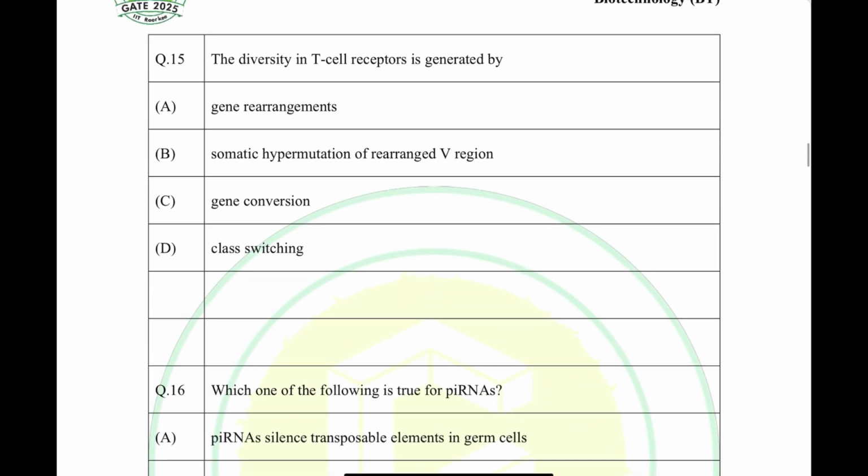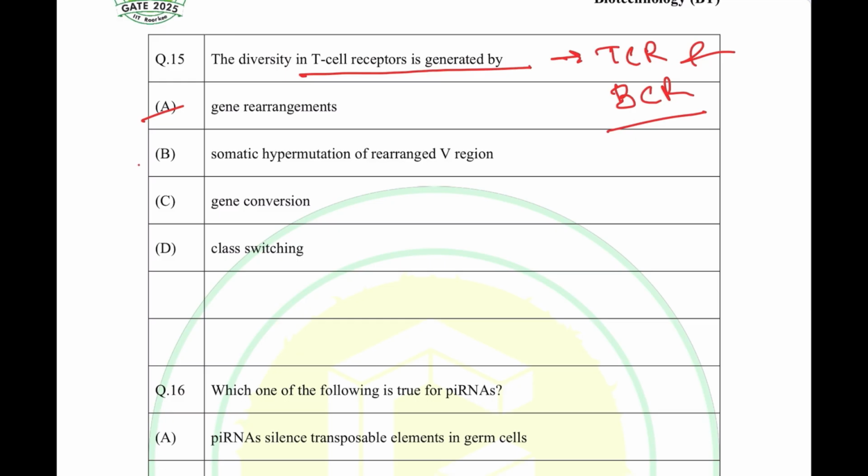Moving on to the next question. The diversity in T cell receptor is generated by, the T cell receptor, which is called TCR, and we also know about the B cell receptors, BCRs. Both show high diversity, but the mechanisms are different. The first option says gene rearrangement, somatic hypermutation of rearranged V region, gene conversion, and class switching.